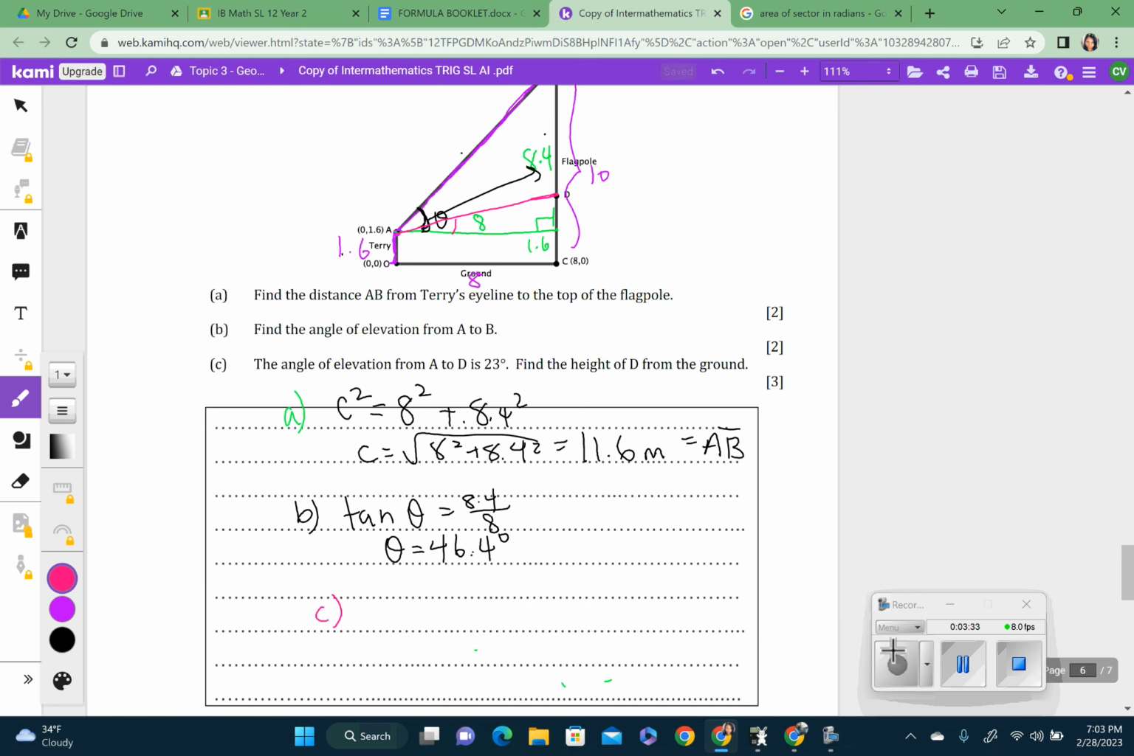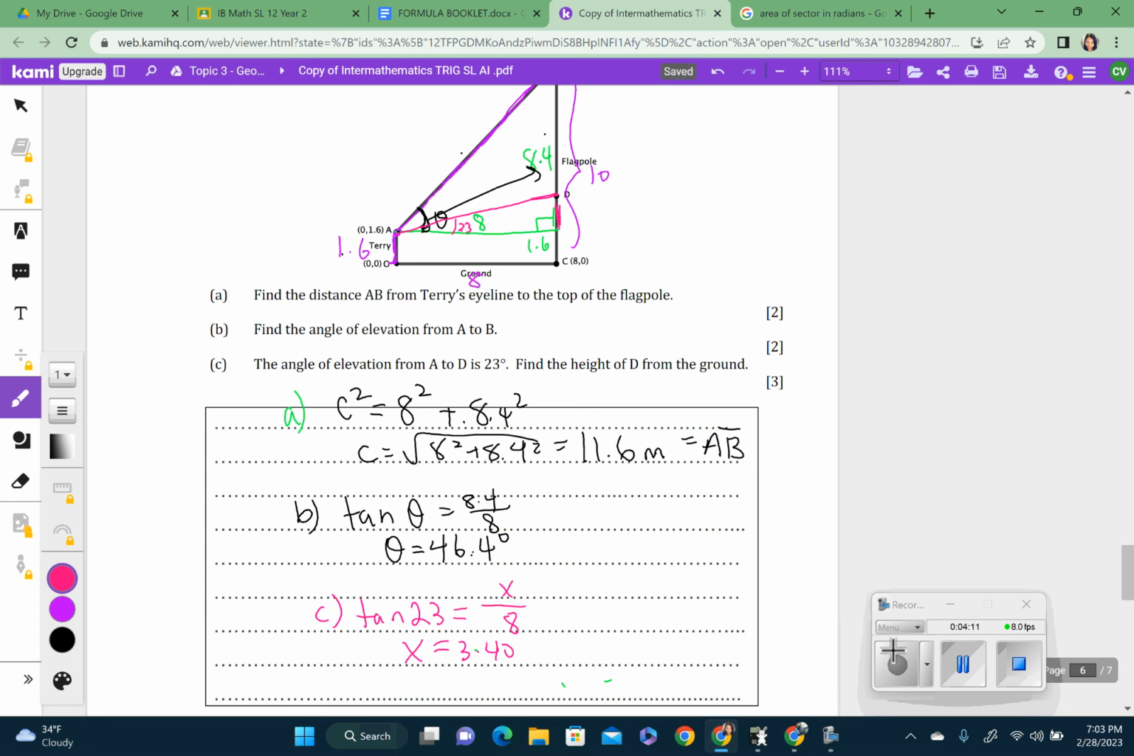So for part C, this here is 23 degrees. I know that our adjacent side is 8, and I'm looking for this right here, that height. So the tangent of 23 degrees is equal to opposite. We don't know that side, so I'm going to call that x. That's going to be x over 8, which is our adjacent side. So when you do that, you're going to figure out that x is about 3.40. Okay, and they want us to know the height of D from the ground.